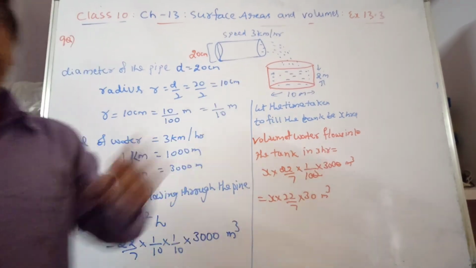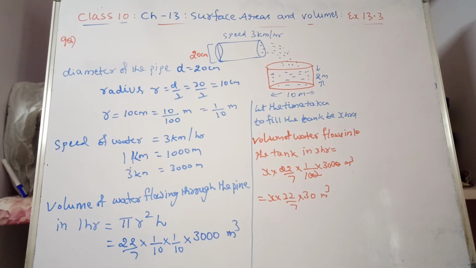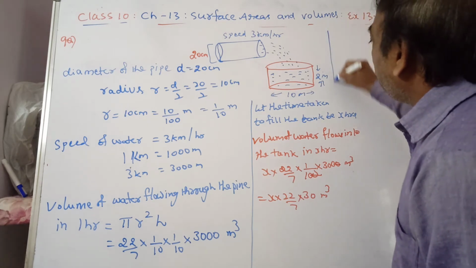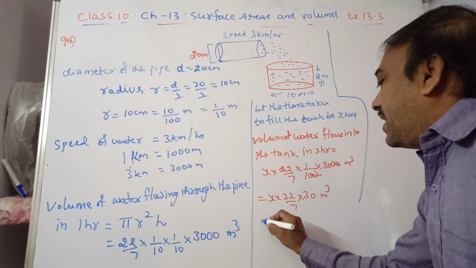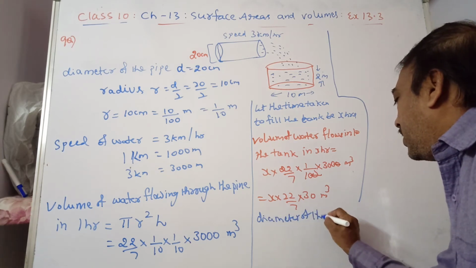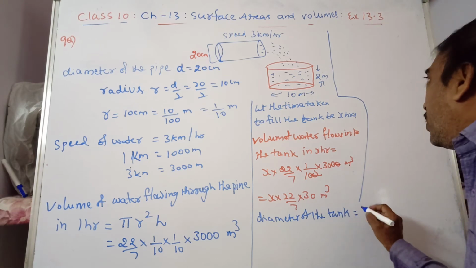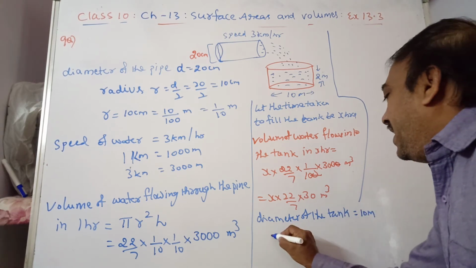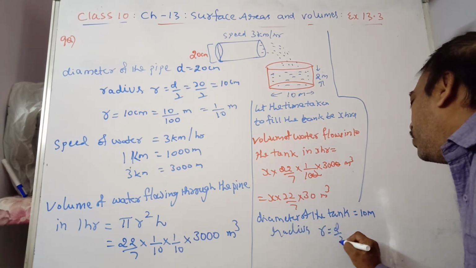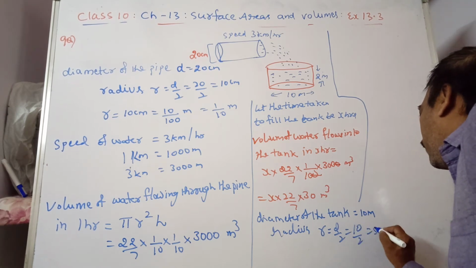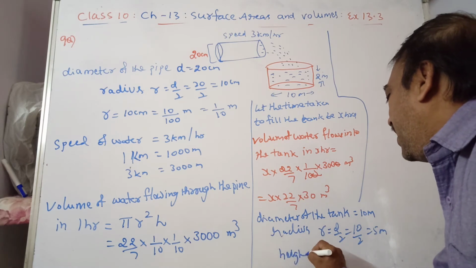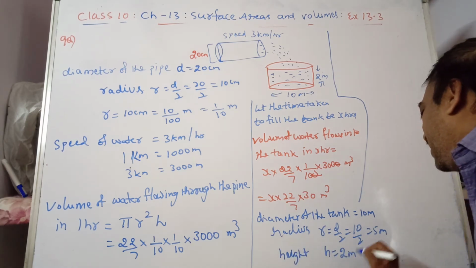Now the volume of the tank we will calculate. Radius and diameter are given for the tank also. Diameter of the tank is equals to 10 meters. Radius R is equals to d by 2, which is 10 by 2 is equals to 5 meters. Depth, that is nothing but height. Height h is equals to 2 meters.